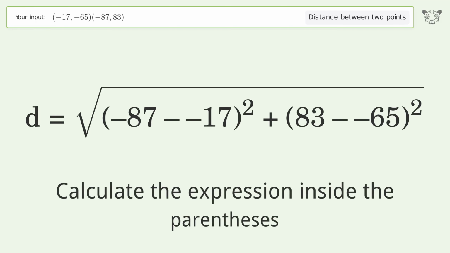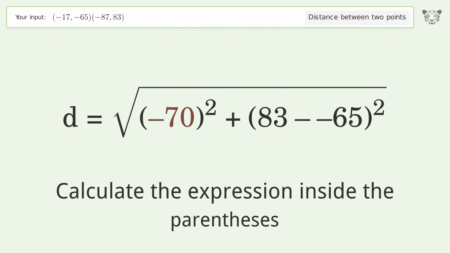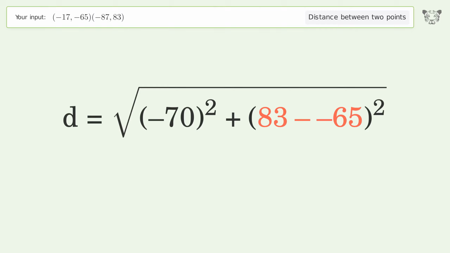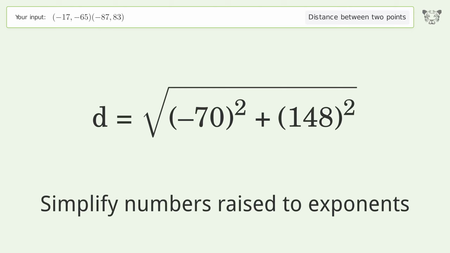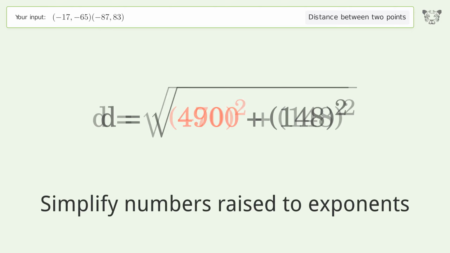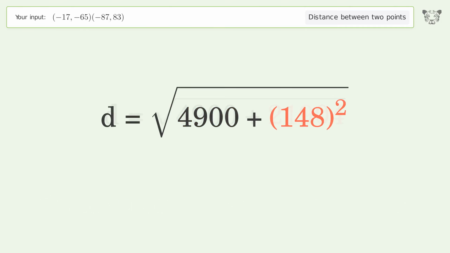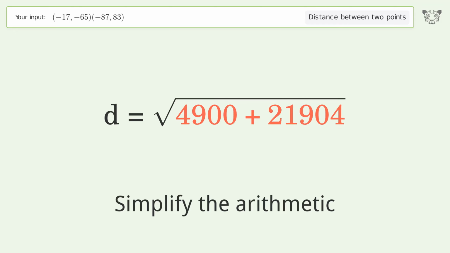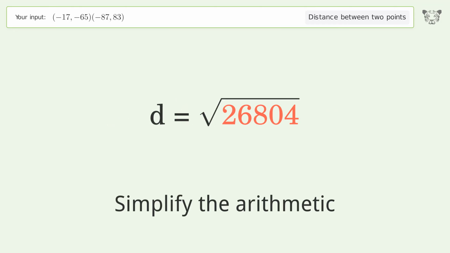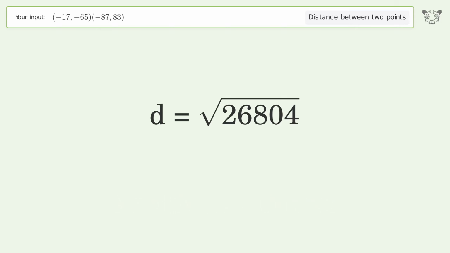Calculate the expression inside the parentheses. Simplify numbers raised to exponents. Simplify the arithmetic. And so the distance between the 2 points is the square root of 26,804, or 163.719.